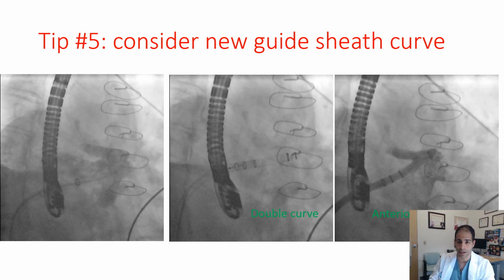This is an anterior guide in the third pane on the right, and you can see that we're a lot more coaxial with the plane that we want to be delivering the device. By no means are we perfect. We could do a lot better, but it's a big improvement from the double curve sheath.